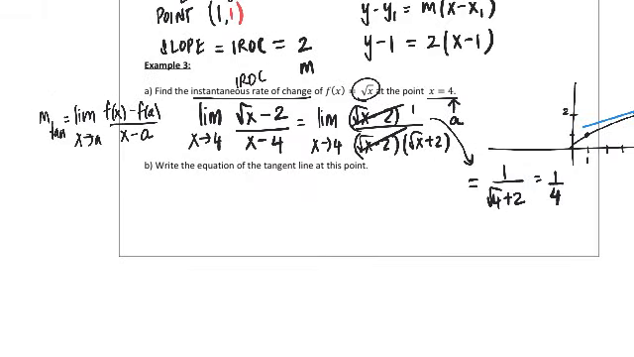The tangent line equation in part B, well, we need a point and we need a slope. Pause the video and see if you can write down the point and the slope. The point is (4, 2). The slope we just calculated is 1/4.